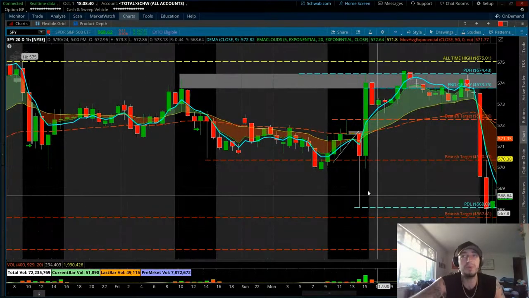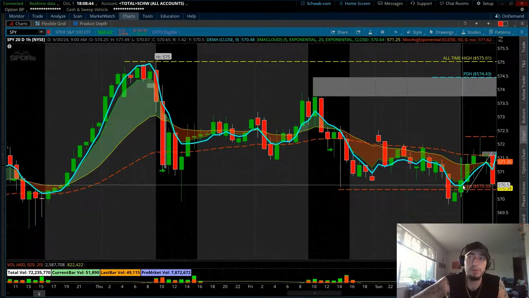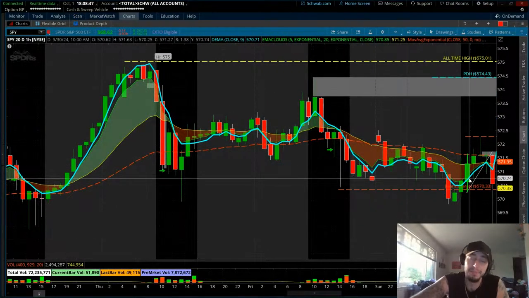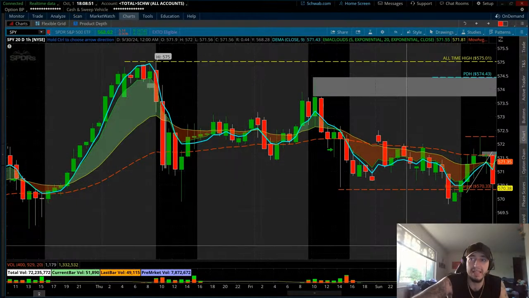So that is what I call an unhealthy trend. Just like right here, notice, watch this blue line. This is the 9 DEMA. Look how extended we get from the 9 yesterday.